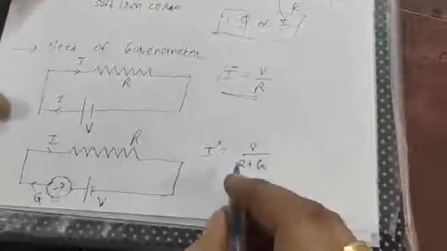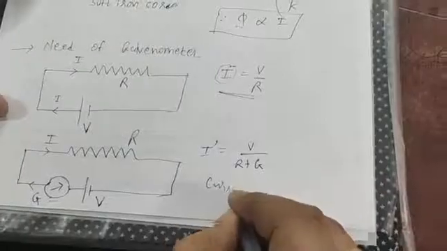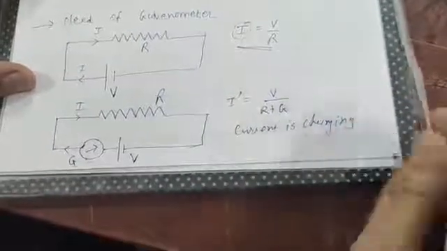What is the reason? The reason is, actually we want to measure the current I equal to V upon R, but by connecting the galvanometer the current is changing, that is becoming I dash, that is V upon (R plus G). So the current itself is changing. The value of current is changing, so we can't use this galvanometer.